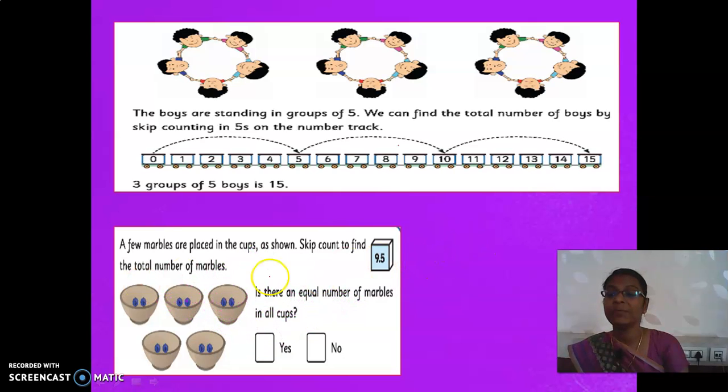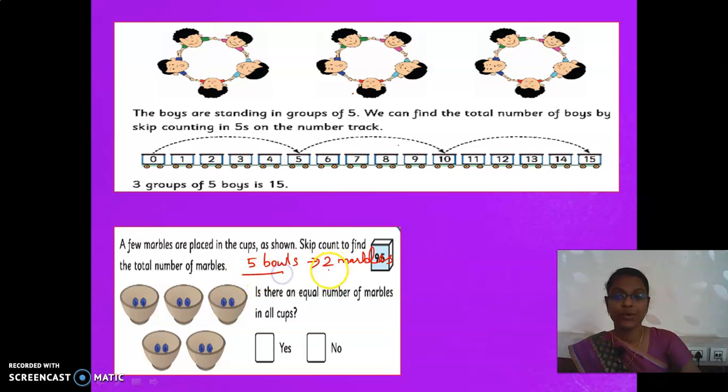Activity 9.5. A few marbles are placed in the cups as shown. Skip count to find the total number of marbles. Now, how many bowls are there? 5 bowls are there. So that is considered as the groups. And in each bowl, I have 2 marbles.